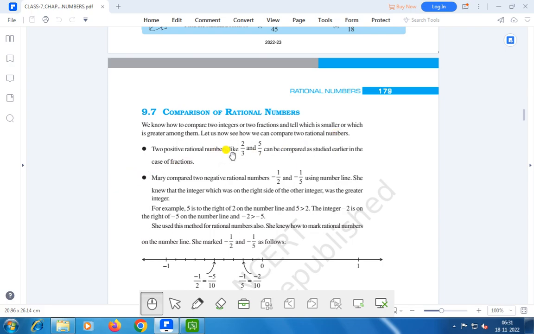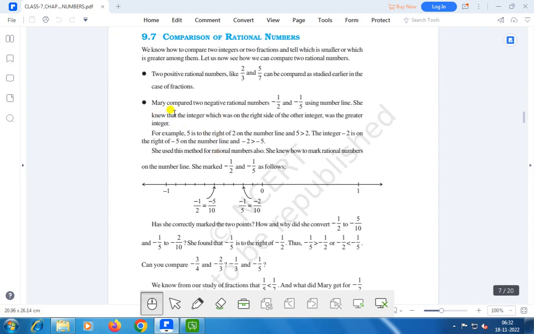Two positive rational numbers like 2 by 3 and 5 by 7 can be compared as studied earlier in the case of fractions. Mary compared two negative rational numbers minus 1 by 2 and minus 1 by 5 using the number line. She knows that the integer which is on the right side of the other integer is the greater integer. For example, 5 is to the left of 2 on the number line and 5 is greater than 2. The integer minus 2 is on the right of minus 5, so minus 2 is greater than minus 5.